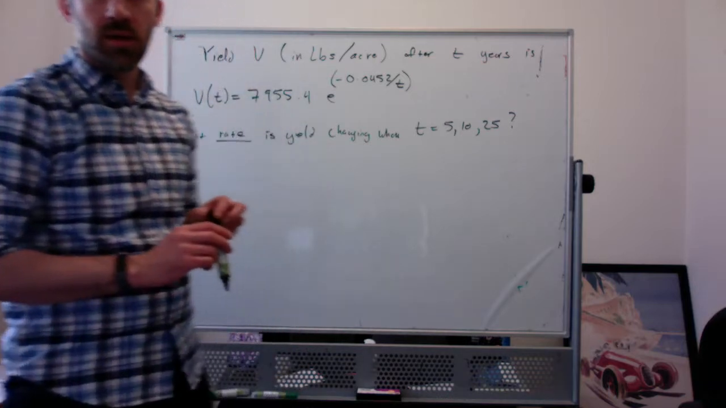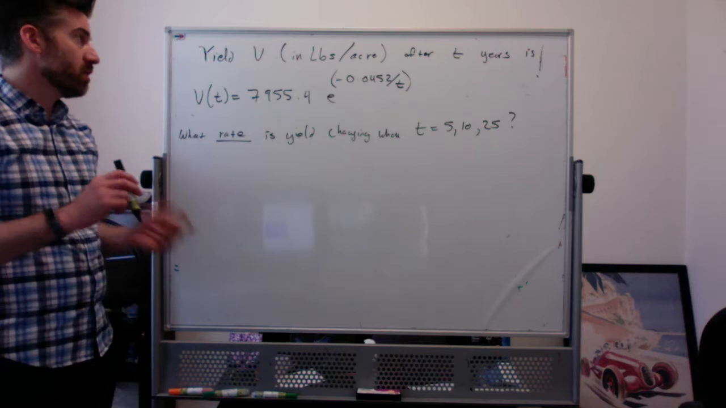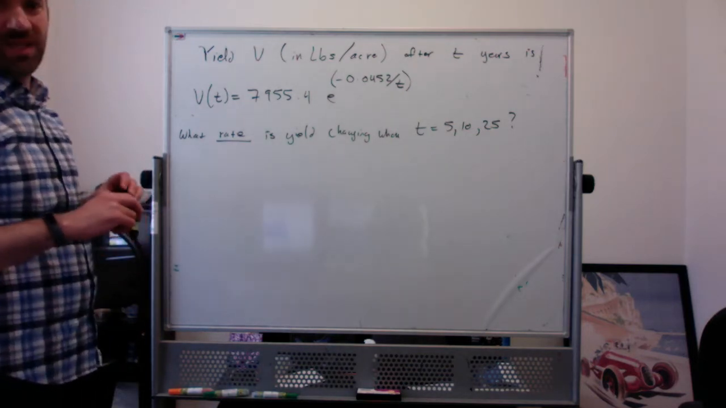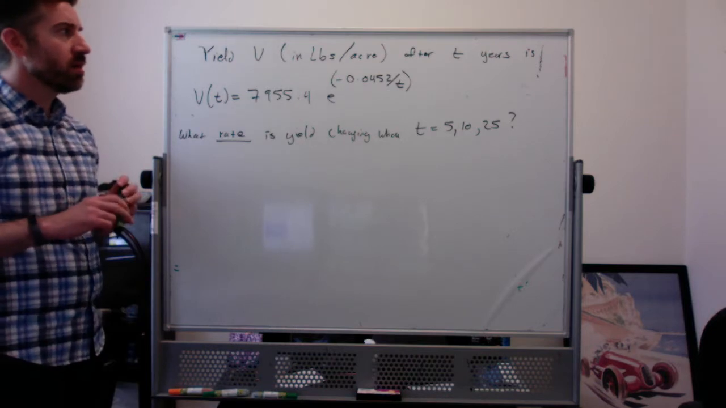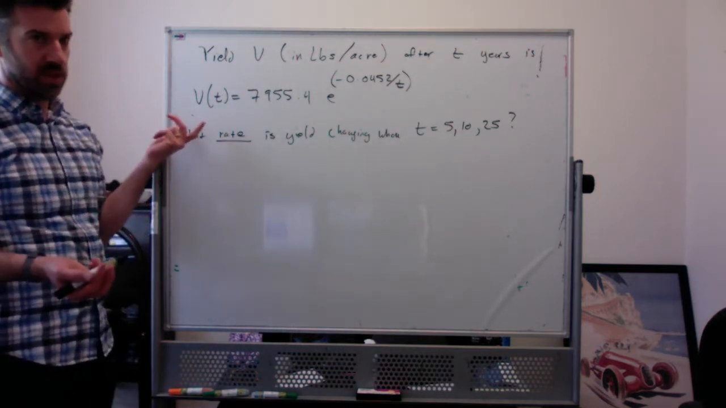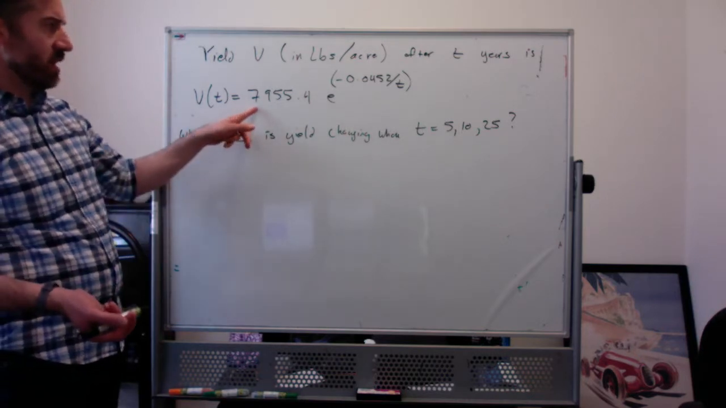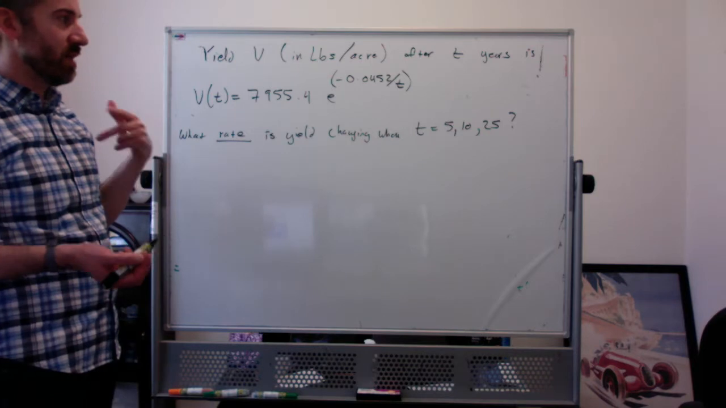All right, here is another video for Co16B. The question this is from Pham's WebAssign homework. The question is the yield V in pounds per acre after T years is given by V of T equals 7,955.4 times e to the negative 0.0452 divided by T.